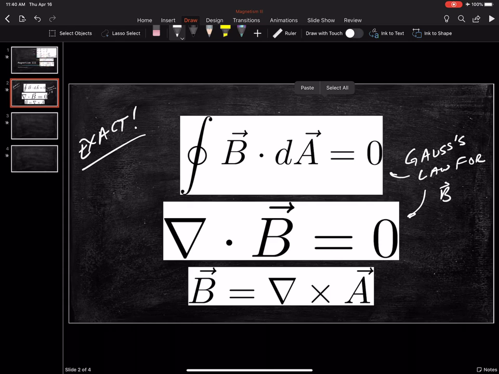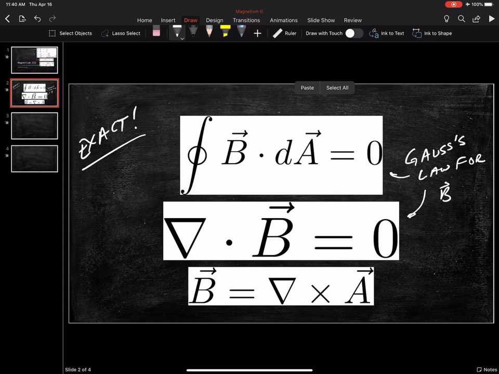That means that even when things do start changing with time, they are also true. Okay? But again, these are constraints, Gauss's laws. It's a constraint, meaning that any magnetic field that you write down has to be consistent with that. It has to have zero net divergence. Okay? It has to have no net flux.